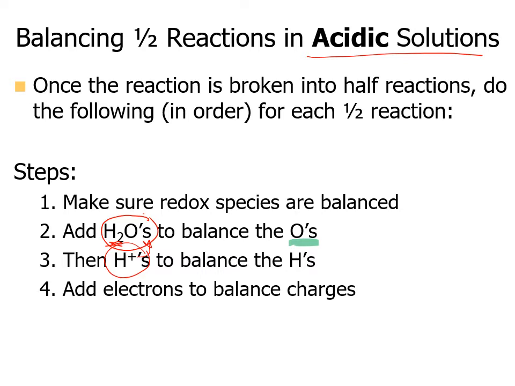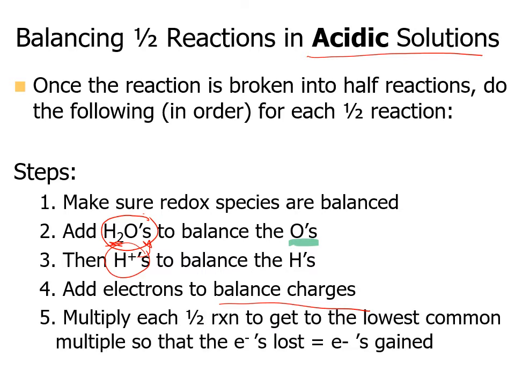Then we're going to add up the charges and make sure they balance. If one of the sides has a more positive charge, then we're going to be adding electrons to that side, essentially getting the charges to balance between the two sides. We need to make sure that between the two half reactions, the reduction and the oxidation half reaction, the number of electrons lost equals the electrons gained.